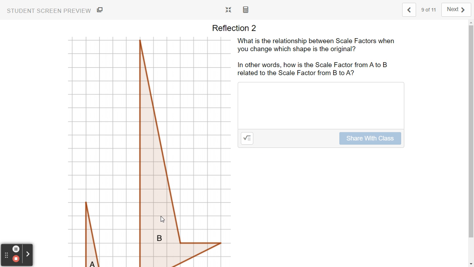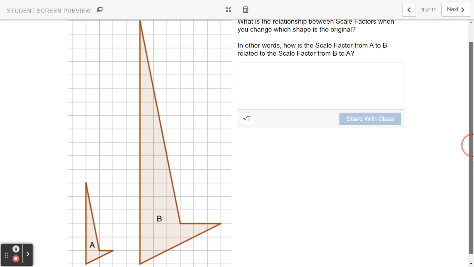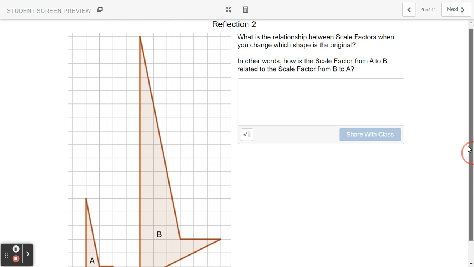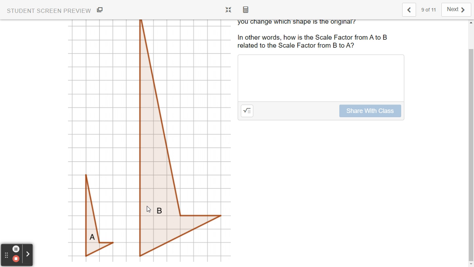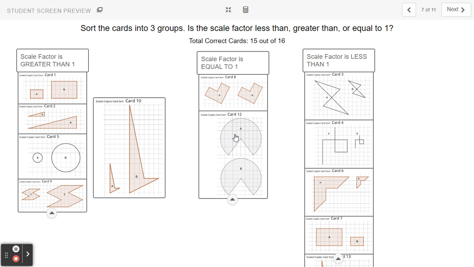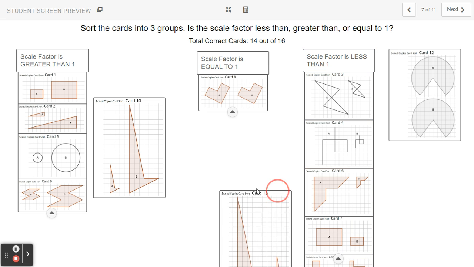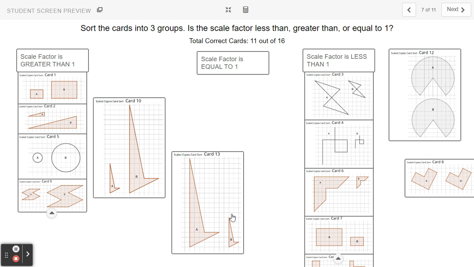So if we take a look at this, I know it's harder to see this. What's the relationship between the scale factor when you change which shape is the original? Okay. So what they're saying, remember how I said that before I saw that these two looked a lot alike? Let's go ahead and go back to those. Actually, if we can, we'll just go back to this card sort and we'll compare the two. I'm going to kind of move this around, even though I know that's not right. So we're basically looking at these two, right?